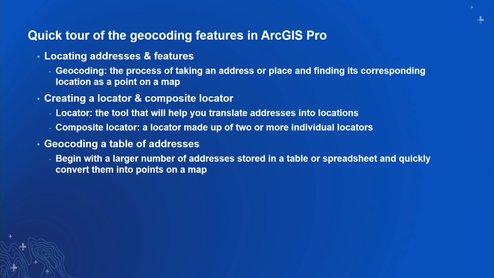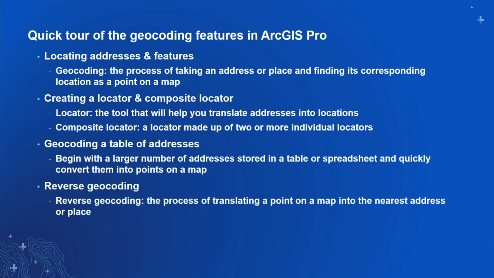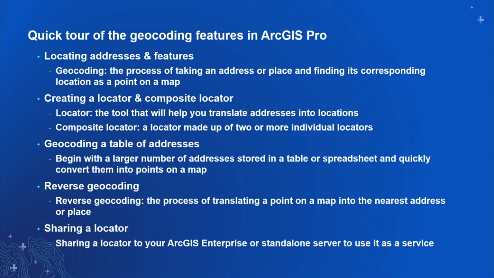Next, we'll do geocoding a table of addresses. So this is when you begin with a large number of addresses stored in a table or spreadsheet and quickly convert them into points on the map. Then we have reverse geocoding. So this is the process of translating a point on the map to its nearest address or place. So right-clicking and asking what's here. And then finally, we'll do a little bit on sharing. So sharing a locator to your ArcGIS enterprise organization or to your standalone server to use as a service.